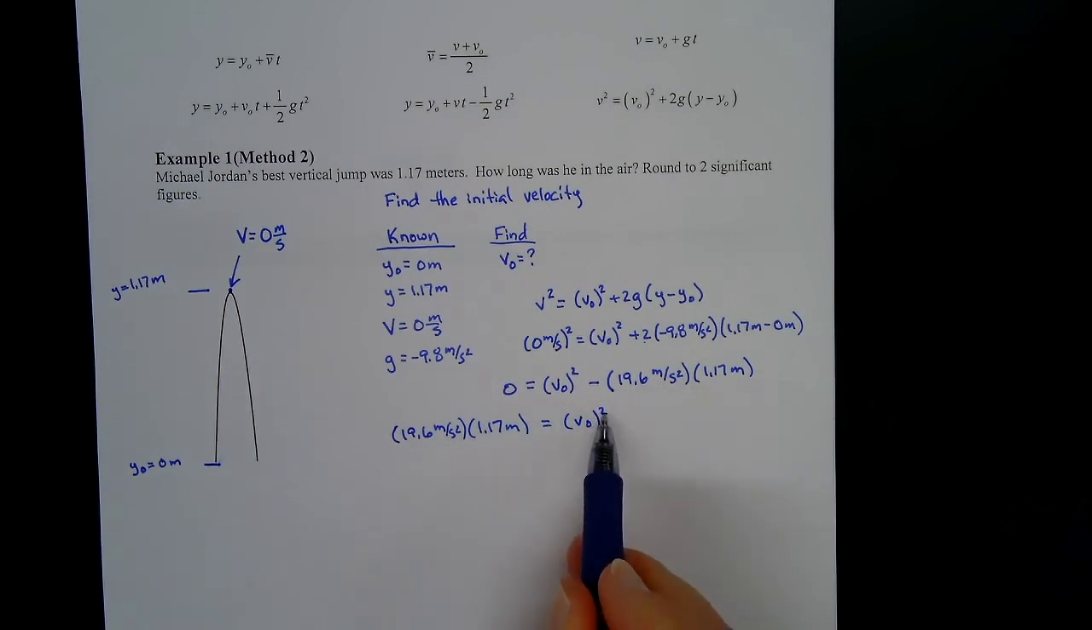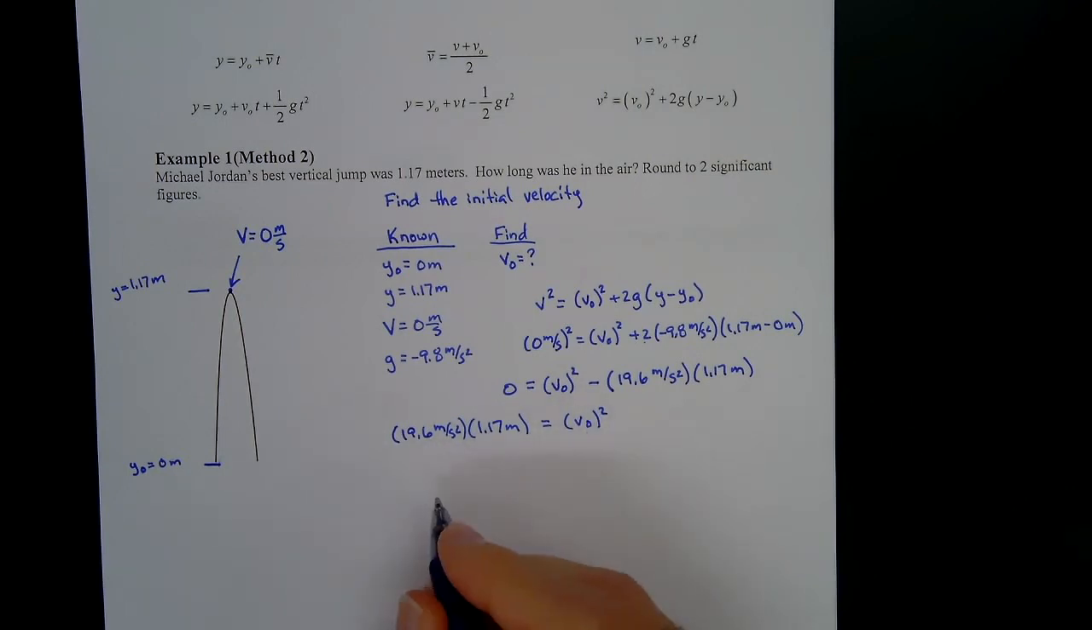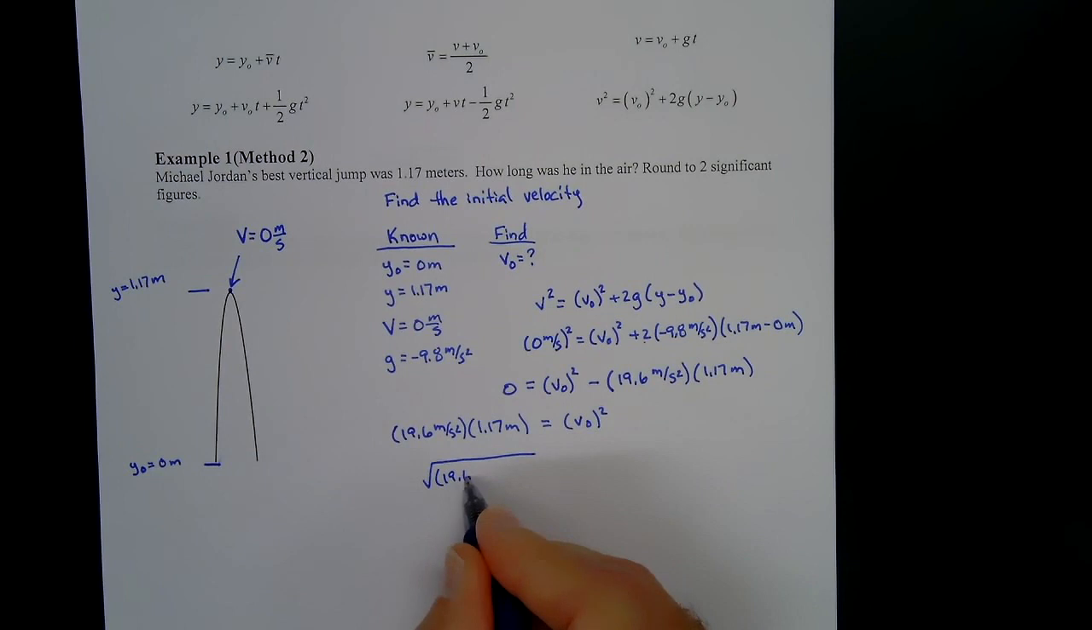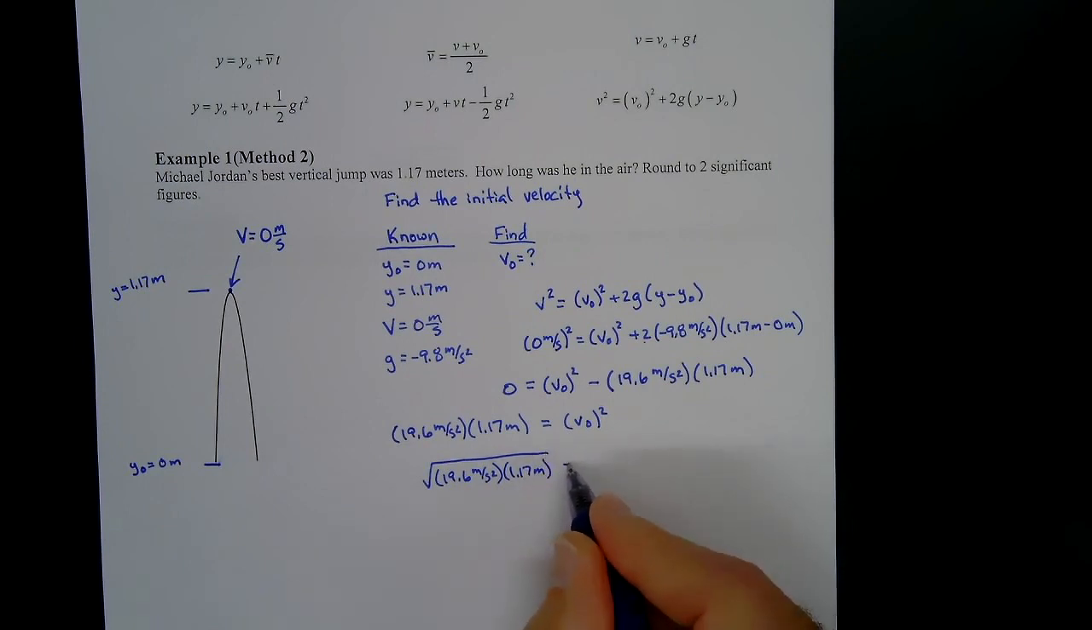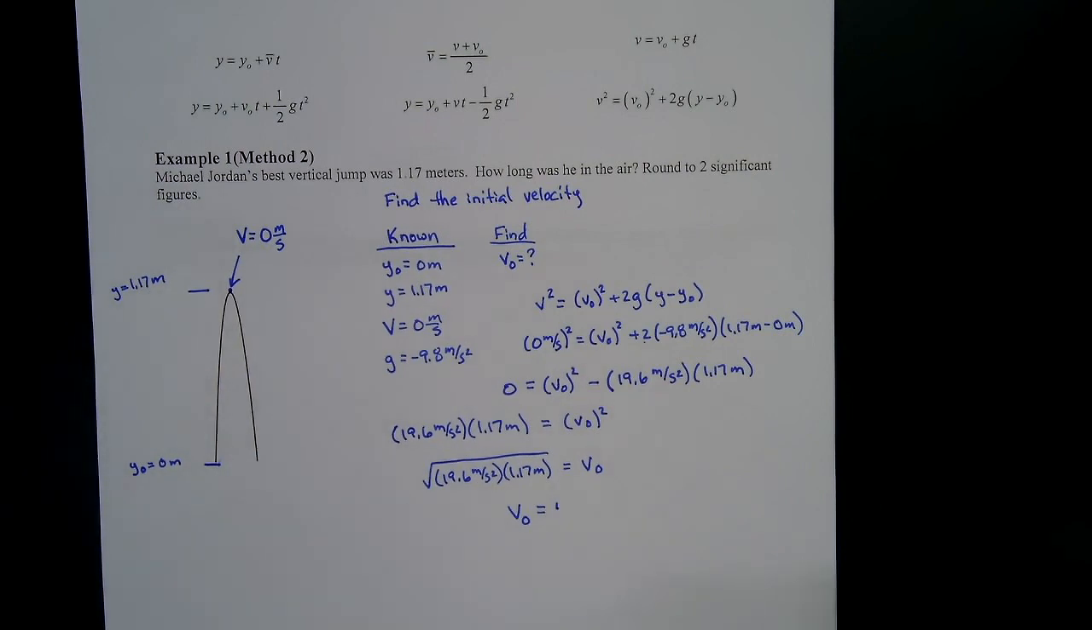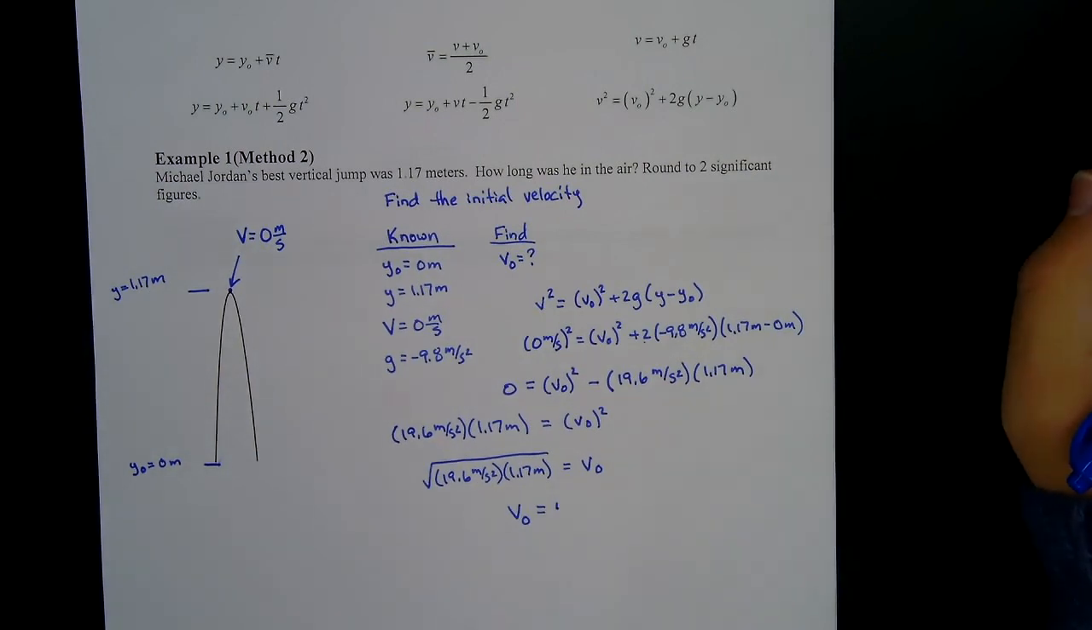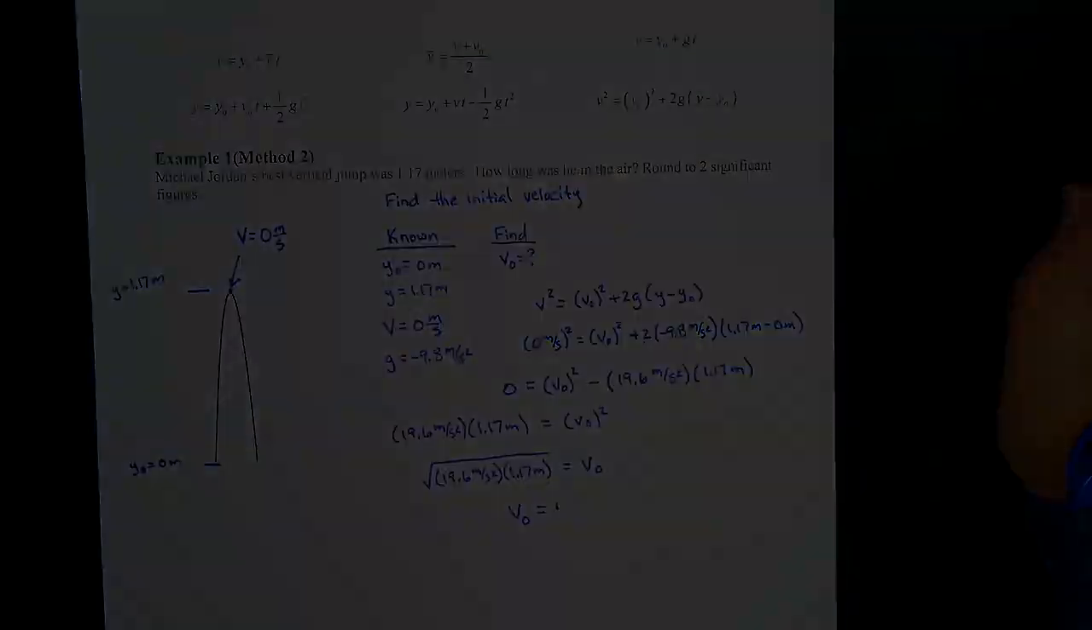19.6 meters per second squared times the 1.17 meters is equal to v sub o squared. And then to undo the squaring, I'm going to square root both sides. All right. And that would wind up being the square root of 19.6 meters per second squared times 1.17 meters is equal to v sub o. So that makes v sub o equivalent to, and I'm going to go to Desmos and put that in my calculator. All right. And I'm going to see what it is.